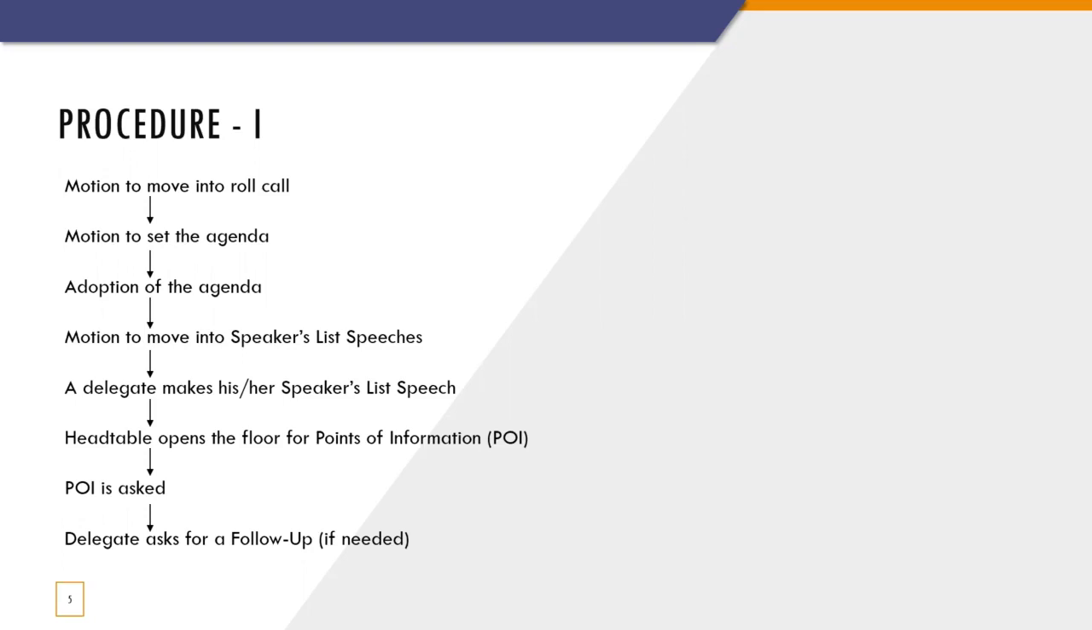And then when the chair asks me for POIs, or points of information, probably the delegate of the United States of America can come and ask me, why do you guys have this law? Or, do you know that because formally abortion is not allowed, it can lead to the creation of black markets and things like that? So the POI session is where different delegates in the committee ask you questions. The delegate of the United States of America, if he or she is questioning me, can also ask for a follow-up.